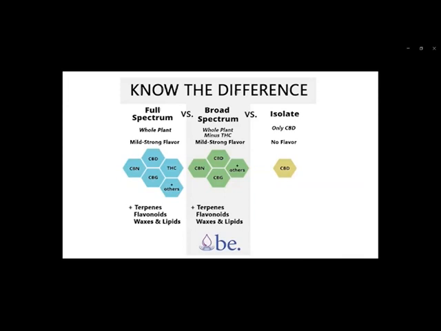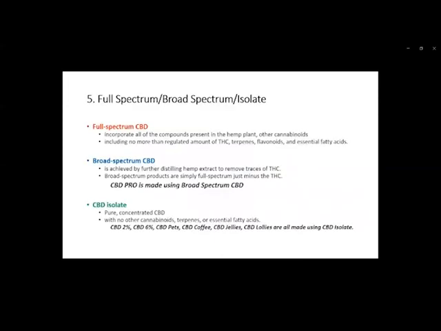They've isolated the CBD. If you go back to my previous slide, your broad spectrum product on your shelves is your CBD Pro. That 1% product is made with broad spectrum CBD. Your CBD isolate products are your CBD 2%, 6%, your CBD pets, that CBD coffee, your CBD jellies, the Cannafrica jellies that we have, and the CBD lollies. The CBD lollies are also made using just CBD isolate. So you're not going to have that whole other profile with the terpenes, the flavonoids, and the essential fatty acids. When it's isolate, it's just CBD.